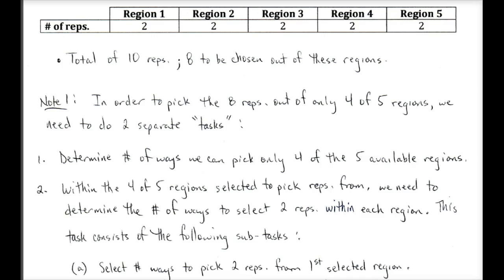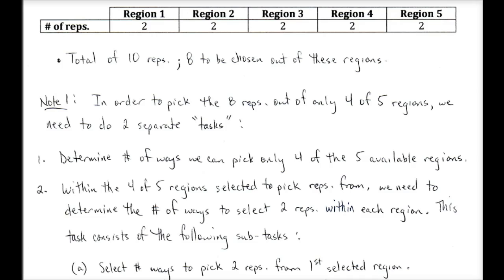In that same way, we see in this problem that we actually have 2 things that we need to do. Since we're trying to pick 8 representatives from 4 out of the 5 regions, the first thing we need to do is figure out the number of ways that we can select 4 regions out of 5. Before we can even pick the representatives, we have to know which region we're going to pick them from. The second thing we need to do, after we've picked which regions we're going to select sales reps from, is figure out how many of those sales reps we are going to pick.